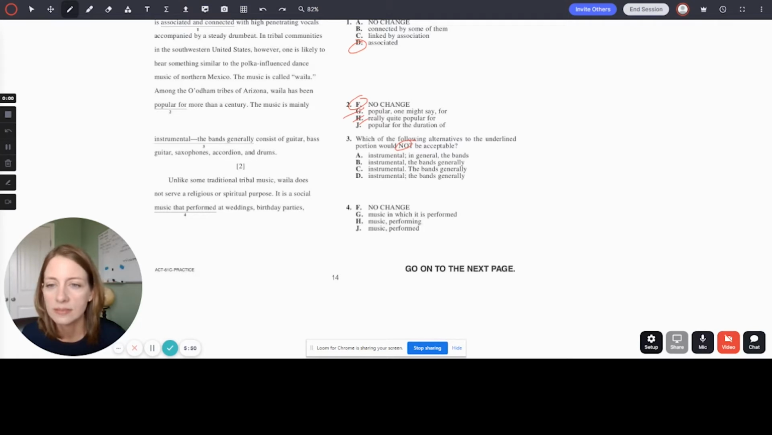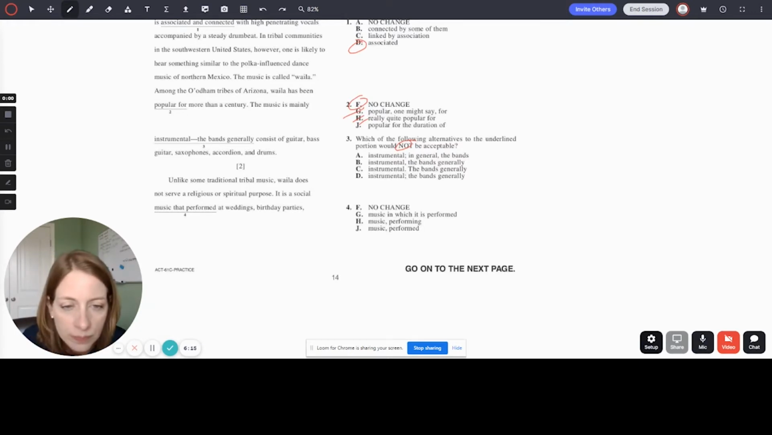Alrighty. The music is mainly instrumental. The bands generally consist of guitar, bass guitar, saxophones, accordion, and drums. Okay. So because I've got a dash there, which of the following alternatives to the underlined portion will not be acceptable? Okay.